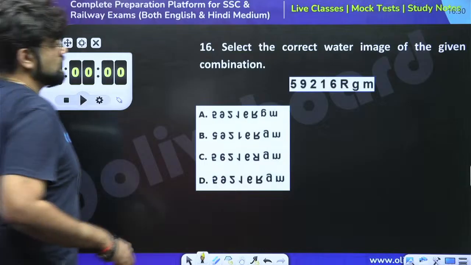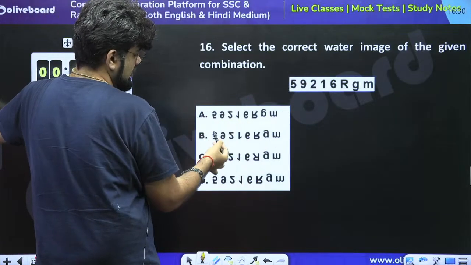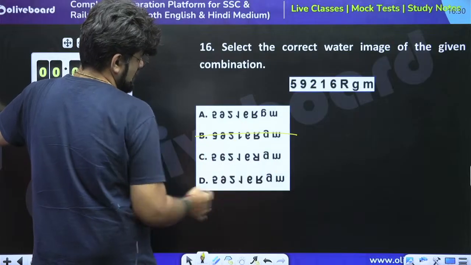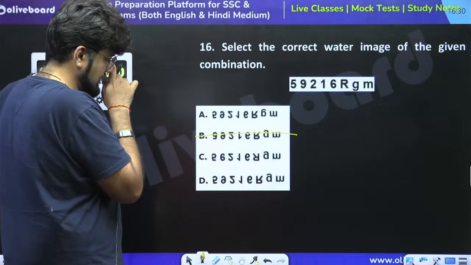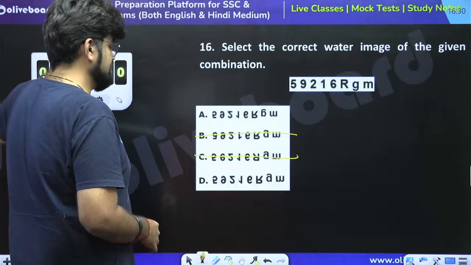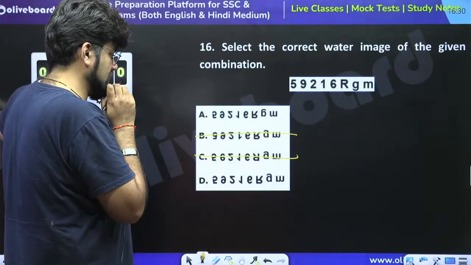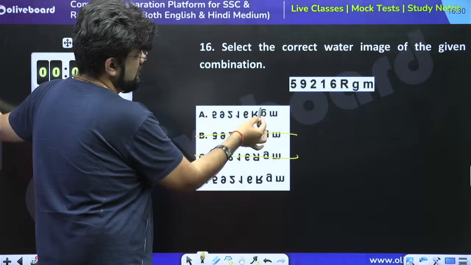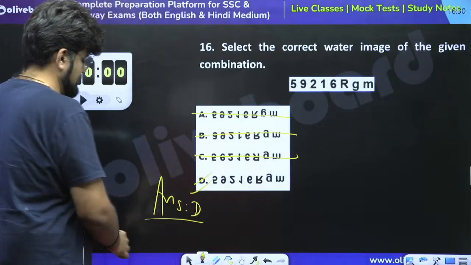Okay. So we'll start from, okay, water image is required. So 5 will flip. So the line will go this side. No, this is not a correct option. Okay. Then 9 will flip. This is not the correct option. 2 will flip like this. 1 will flip like this. 6 will flip like this. R will flip like this. G will be different. This is the flip of G. This is not it. So option D is the right answer. Okay. Next.